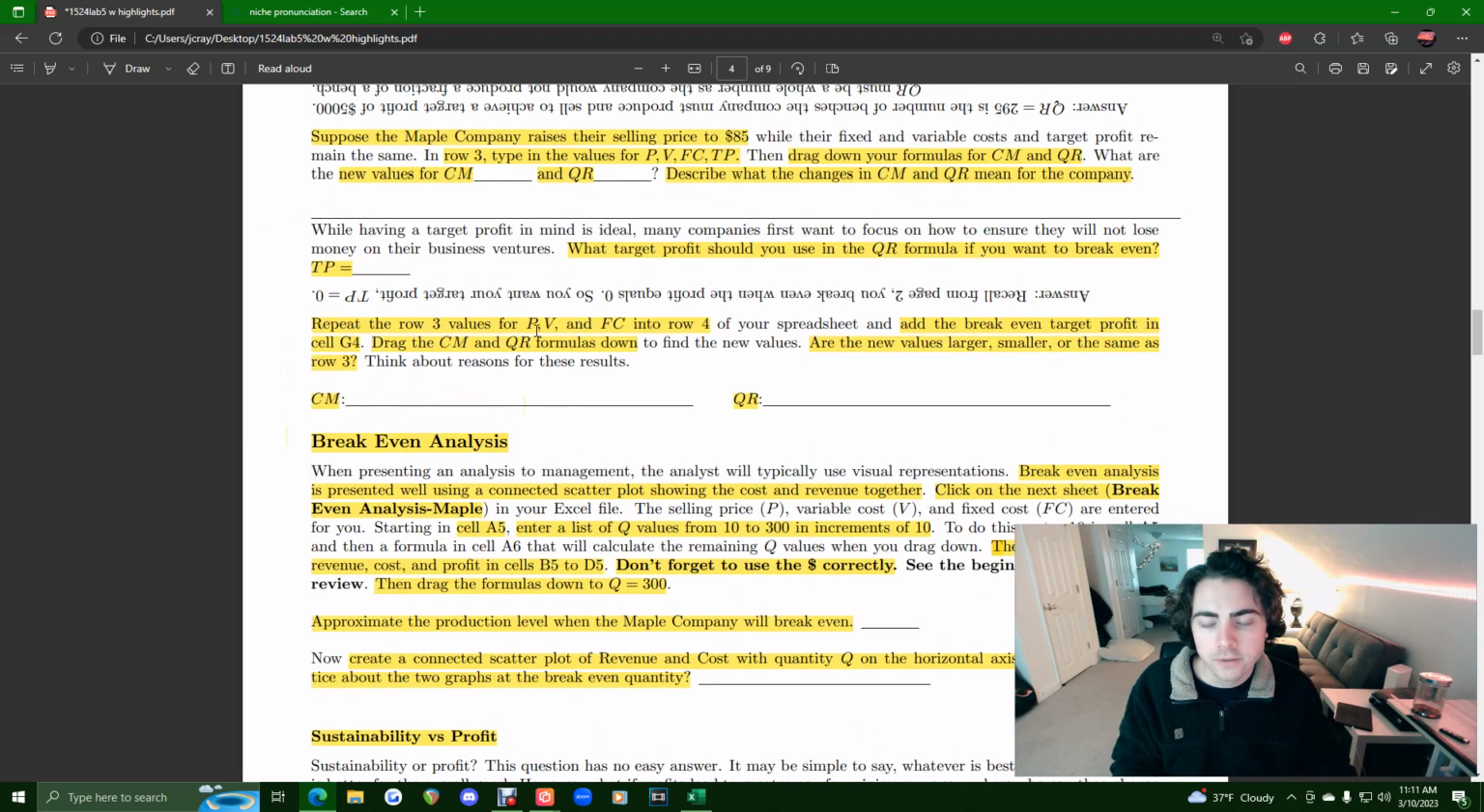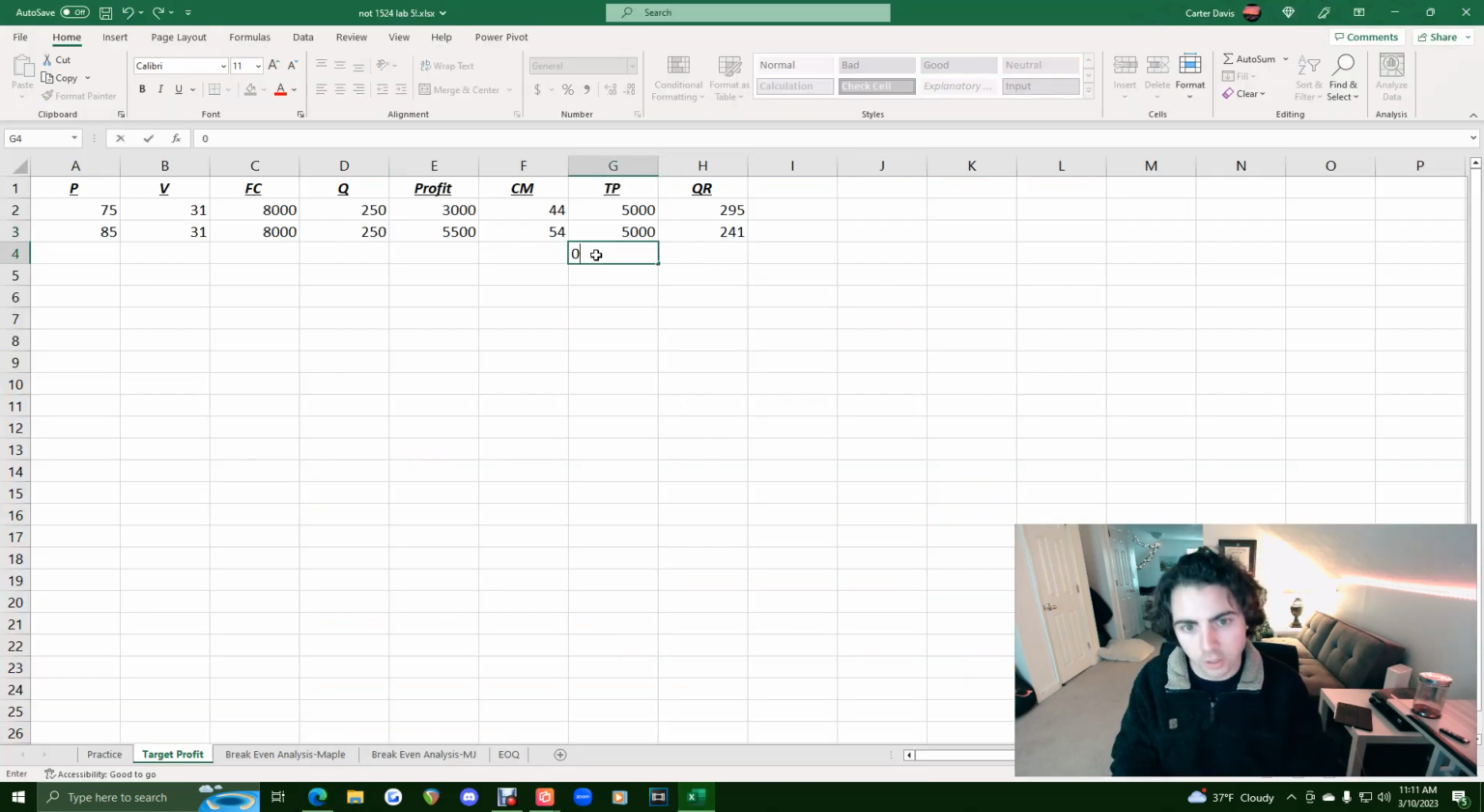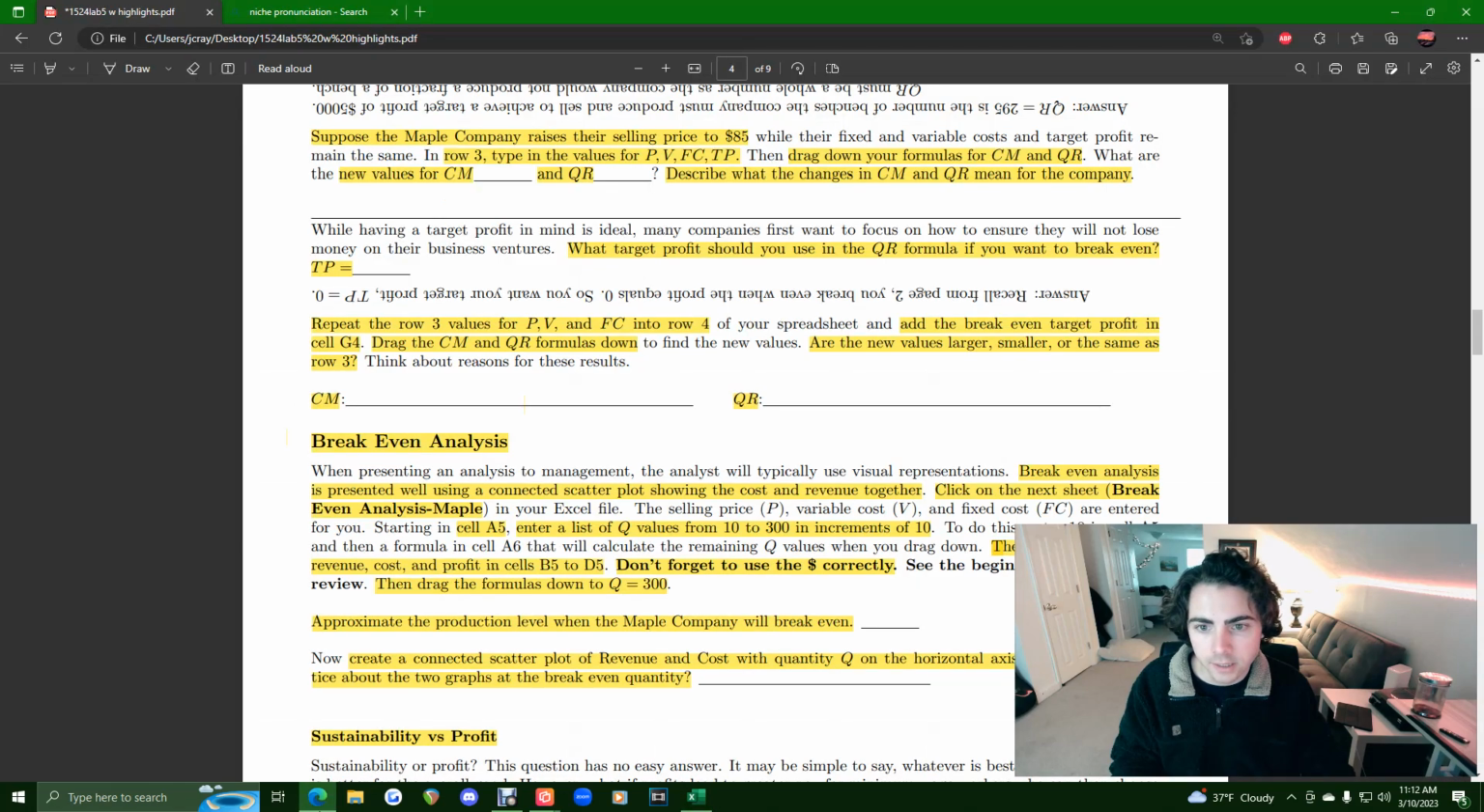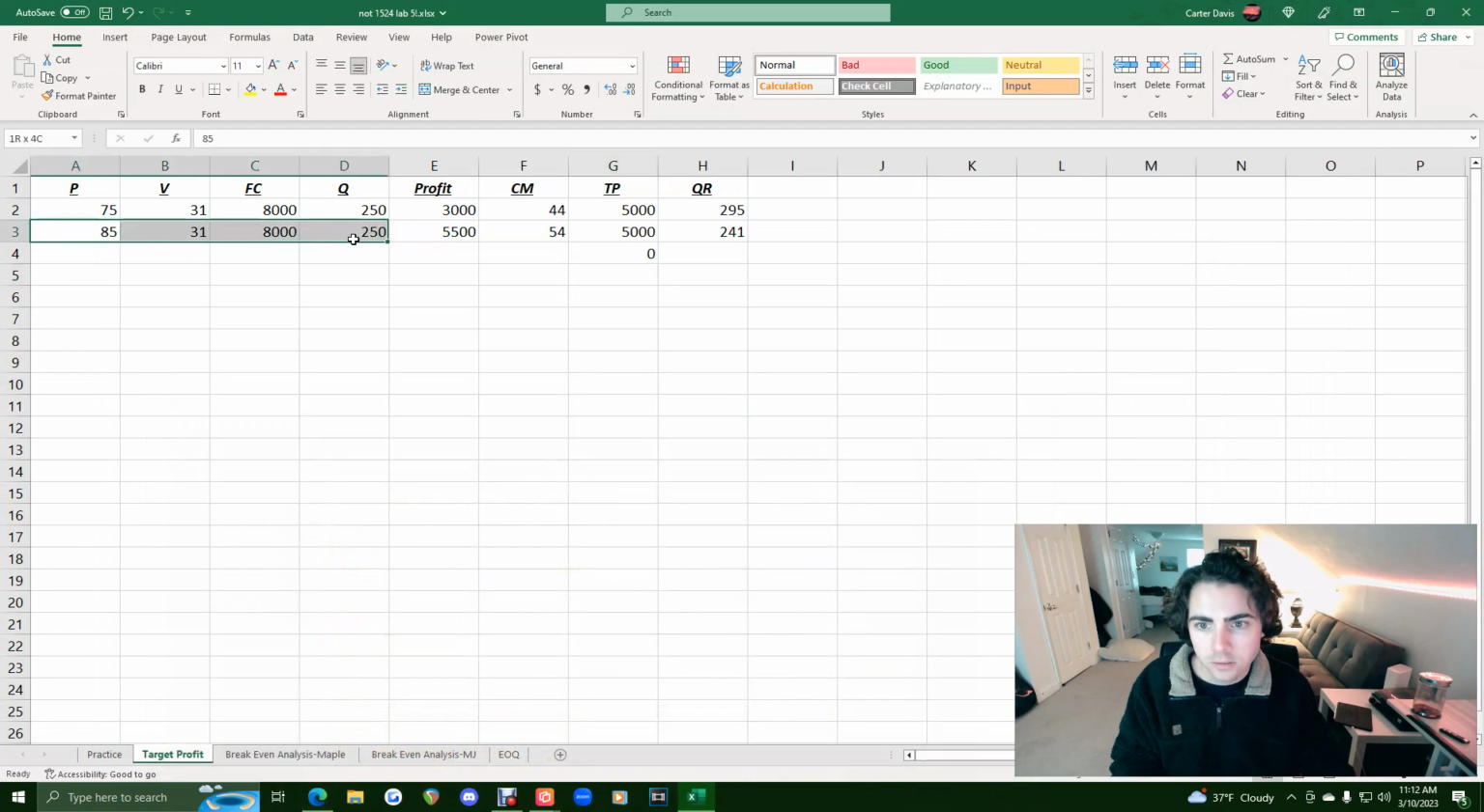Repeat the row values for PV and FC in row 4. Add the break-even target in G4. Okay, so now we're doing a target profit of 0, and we're dragging down just the same. So dragging down, I think all the same things here: 85, 31, and so on. CM would be the same, but it's just the quantity required they're asking about, I guess. And so your quantity required just to break even would be 148. Obviously that is much less because your target profit is much less.